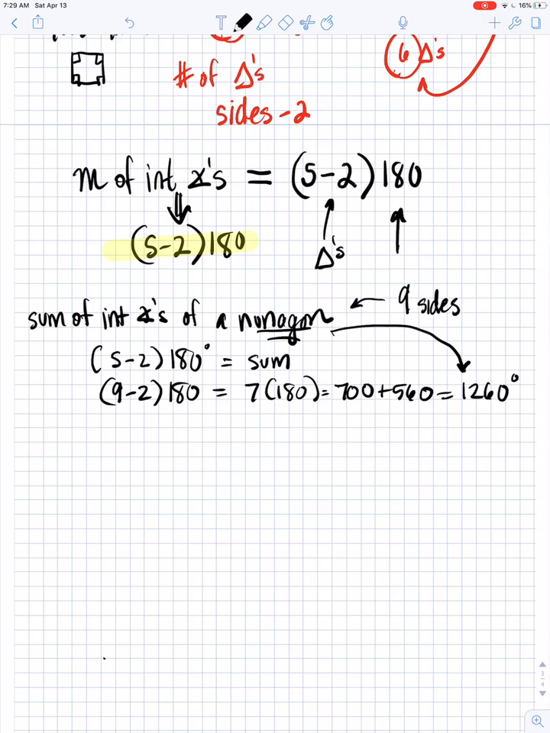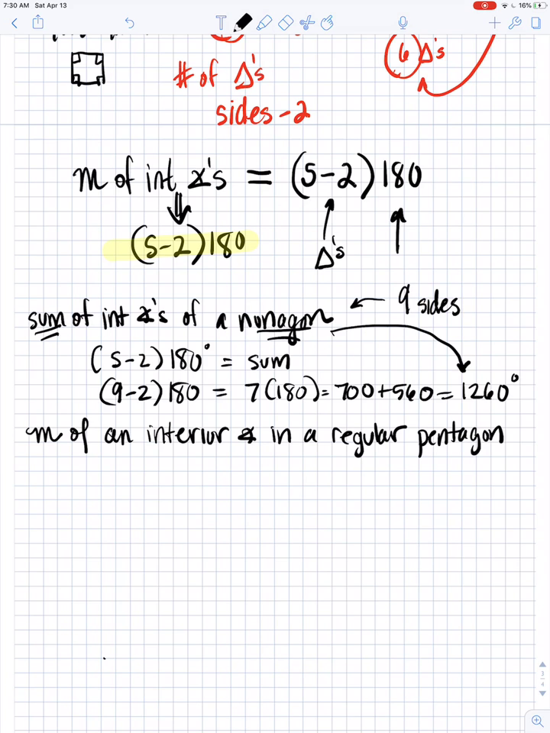We can take this even one step further. What if I'm being asked to find the measure of an interior angle in a regular, this is a different question, pentagon? This time, I'm not being asked to figure out the sum. In my first example over here, I was asked to figure out the sum. Now I'm being asked to figure out the measure of an interior angle in a regular pentagon.